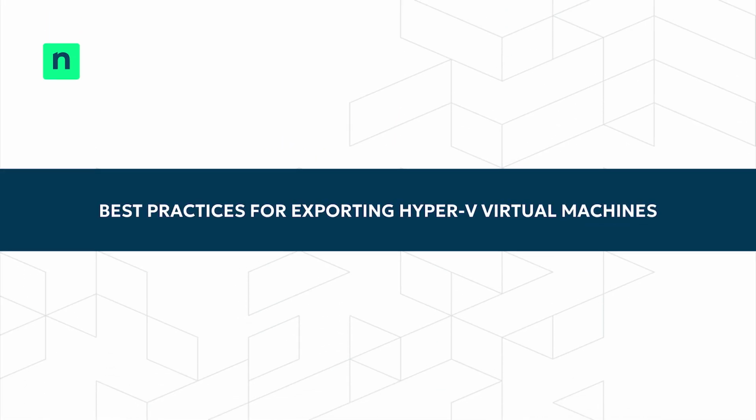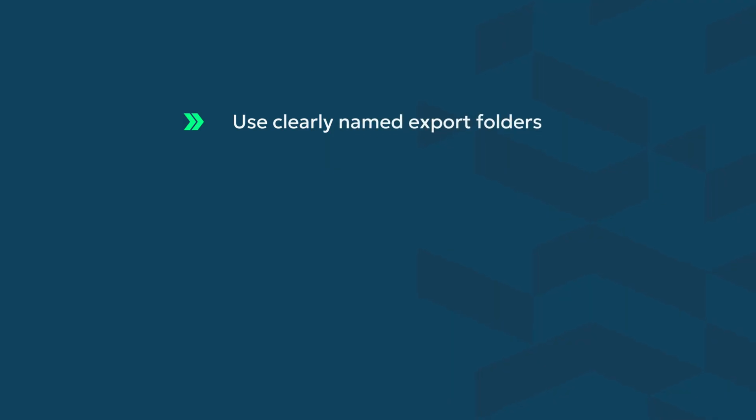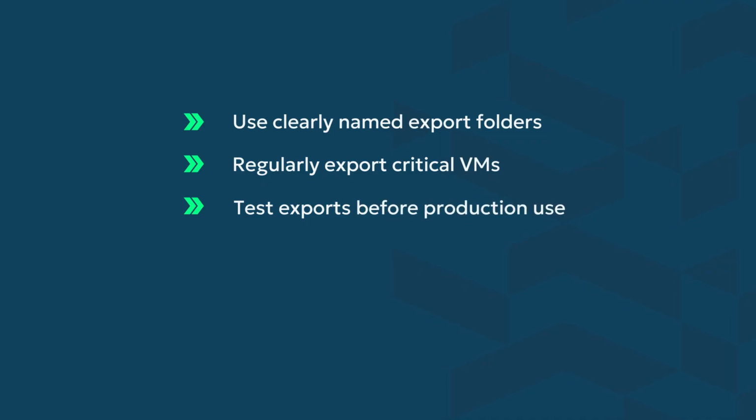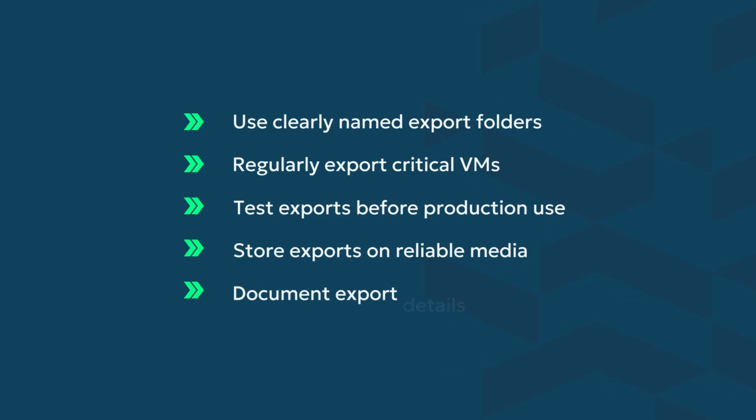Best practices for exporting virtual machines. Use dedicated export folders with clear names and timestamps. Regularly export business-critical VMs. Always test exports before production use. Use reliable storage media like NAS, and document export details like VM name, date, and destination.